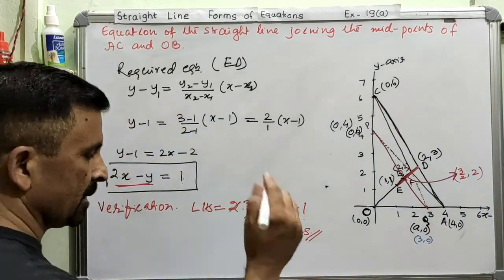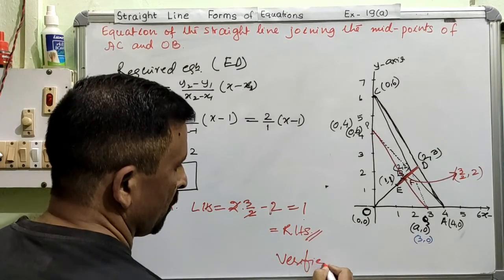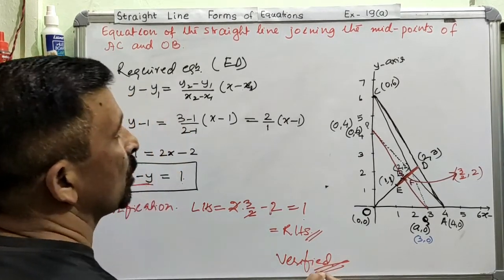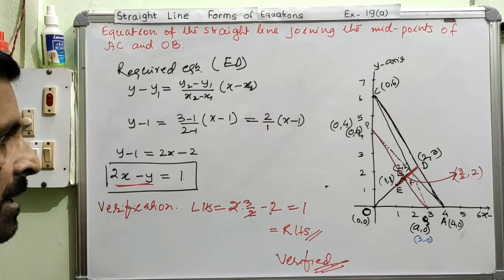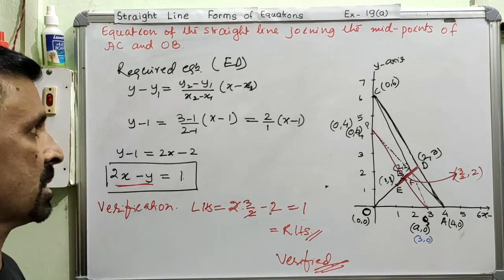Is this very clear? So this is the end of this question. We will write verified. So with this, we are ending the exercise 19A. Clear? Please do good practice of all the questions till question number 12.